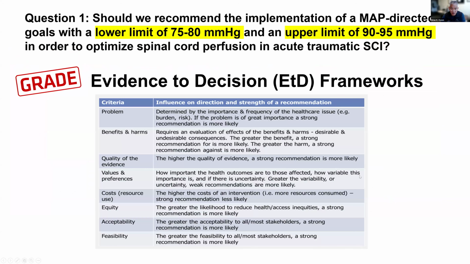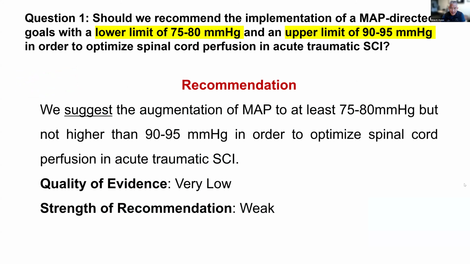So weighing the benefits and harms, looking not just at the quality of evidence, but what's the cost associated with it, the resource allocations, the acceptability and feasibility. So with that, after subjecting this question to all of those considerations, the guidelines development group came up with this final recommendation that we suggest the augmentation of mean arterial pressure to at least 75 to 80 millimeters of mercury on the lower end, but not higher than 90 to 95 millimeters of mercury in the upper end to optimize spinal cord perfusion pressure.